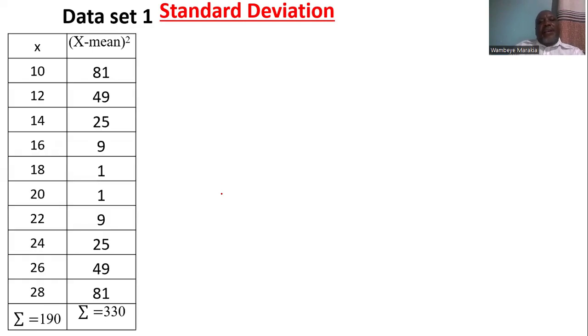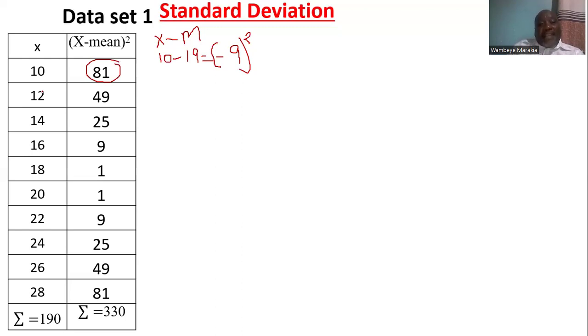And as I said in our previous class, for the standard deviation, you take the raw score minus the mean. In this case, you take 10 minus 19, and you get -9. And then we square this -9, and you get 81.